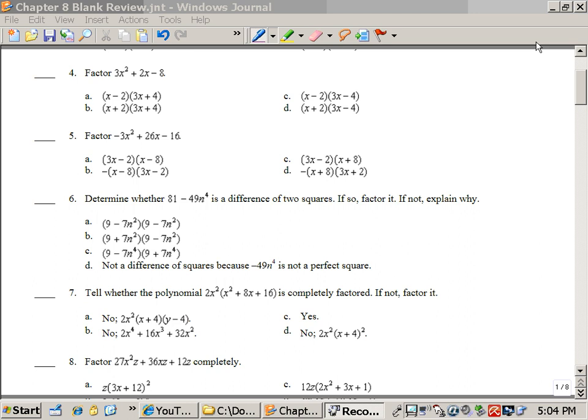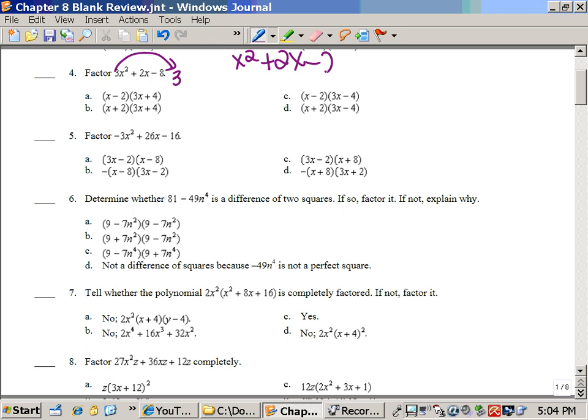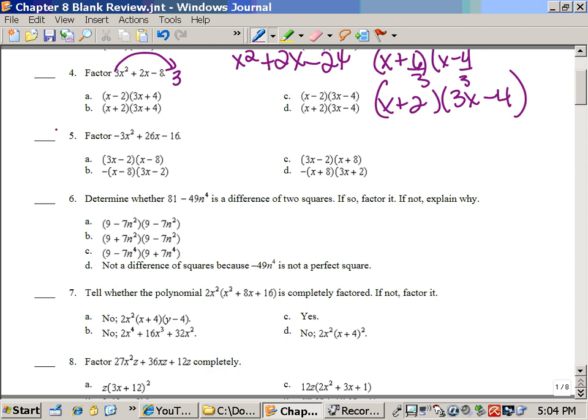Number 4, this is a slip and slide problem. When I do this problem, I need to slip the 3 down here to the 8. That gives me x squared plus 2x minus 24. By the way, I did check for a common factor and it didn't have one. Now I need to think of two things that multiply to give me negative 24 and add to give me 2. I believe that would be x plus 6 and x minus 4. I need to slide the 3 back under. That gives me x plus 2 and 3x minus 4. The correct answer is D.